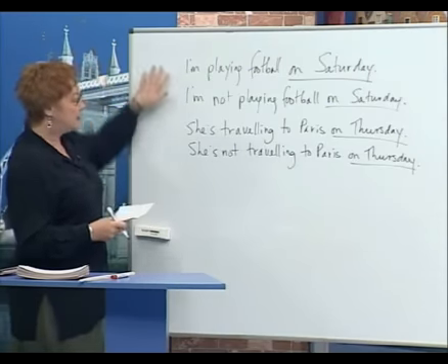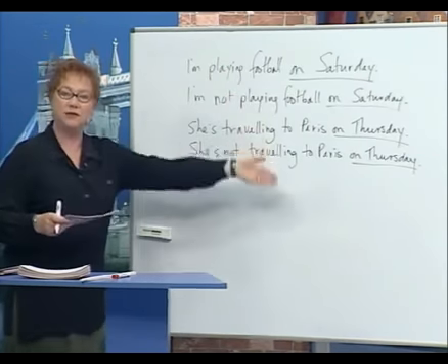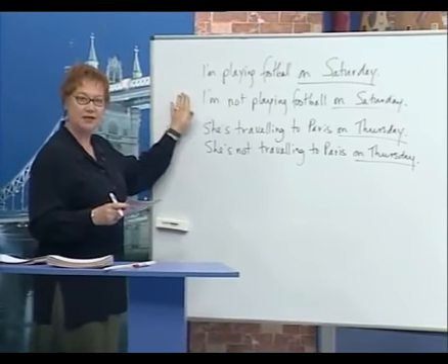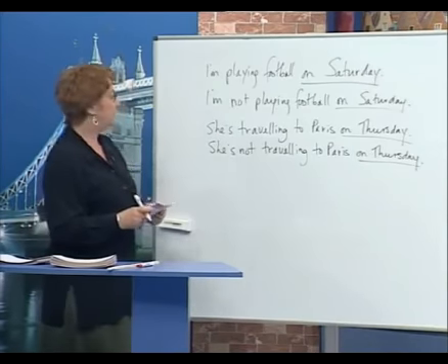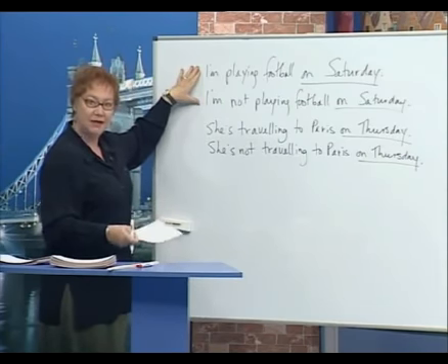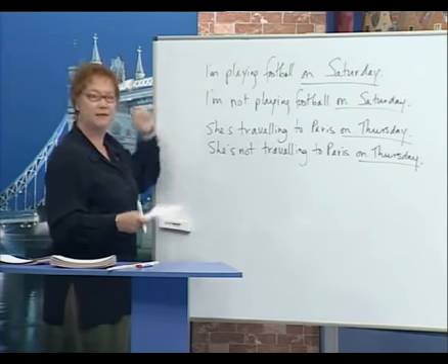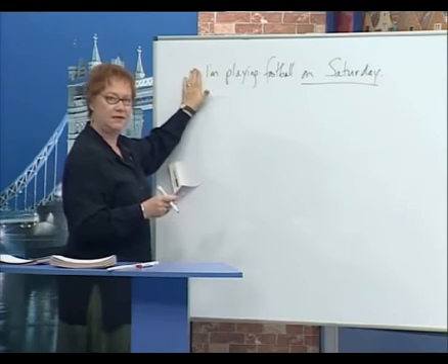Now, these sentences are talking about arrangements or plans for the future. We usually use this tense, present continuous, when we are sure about the future. So, for example, this football match is arranged, it's planned, we know it's going to happen. So I'm playing football on Saturday, definitely. There's the plan, definitely.